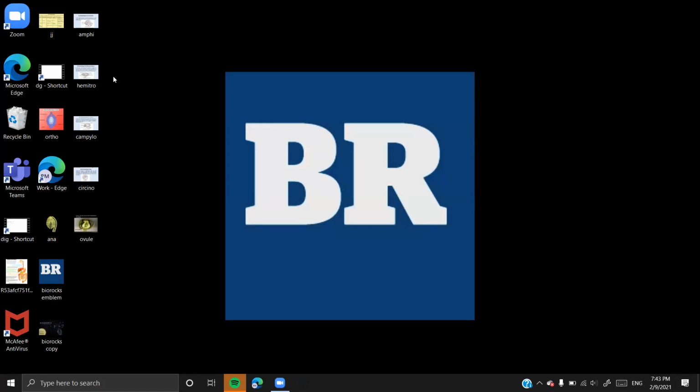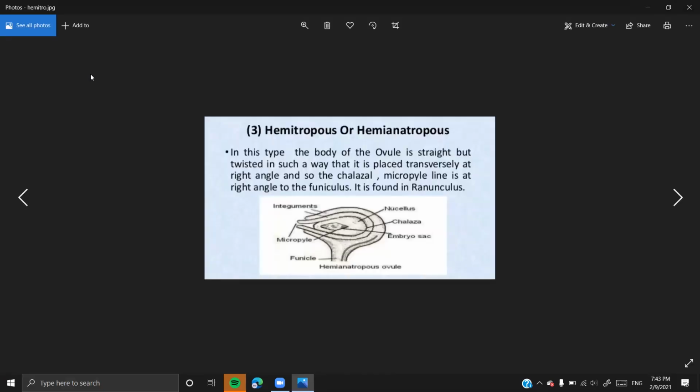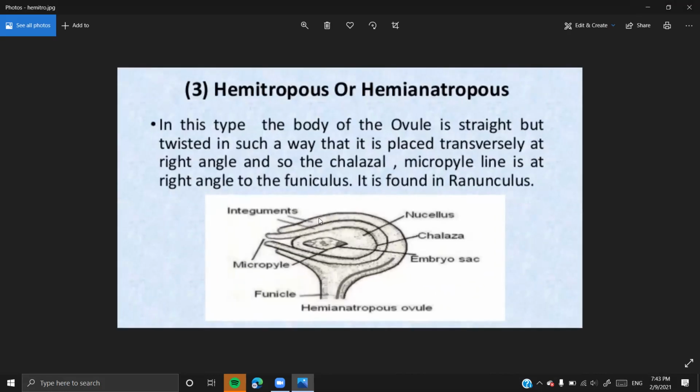And the next one that we will be seeing is the hemitropous ovule. So what is a hemitropous ovule? As you can see, this is the funicle, and the body of the ovule is completely right angled, right? These are perpendicular to each other. Who? The funicle as well as the body of the ovule.